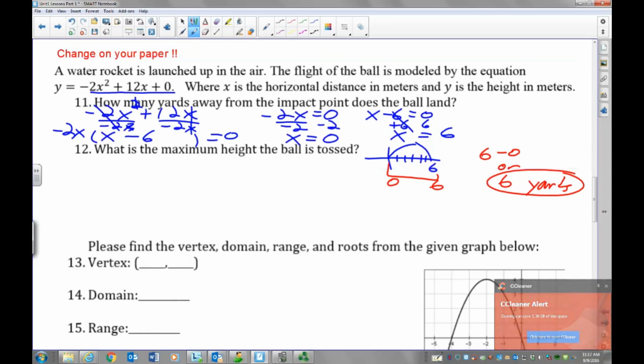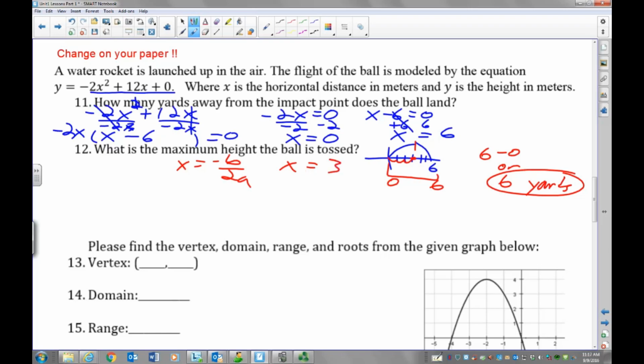Number 12, what's the maximum height that the ball is tossed? So that's just trying to find the vertex. A couple ways to find it. We could do x equals negative b over 2a. Or you could simply find the midpoint, right? Right there. What's that x value? 1, 2, 3. So this should equal 3.